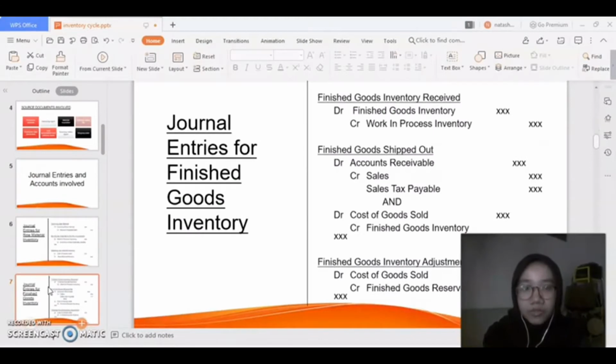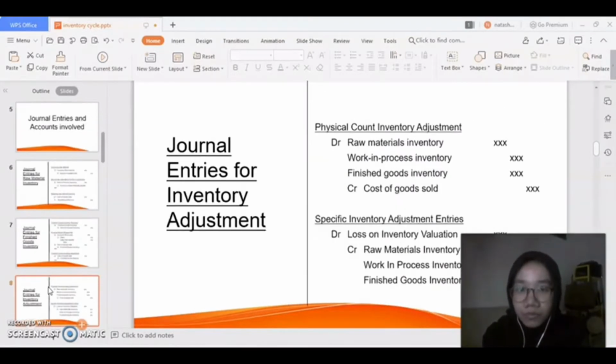In finished goods inventory received, we debit finished goods inventory and credit work in process inventory. For finished goods shipped out, we debit accounts receivable and credit sales and sales tax payable. For the cost, we debit cost of goods sold and credit finished goods inventory. In finished goods inventory adjustment, we debit cost of goods sold and credit finished goods reserve.